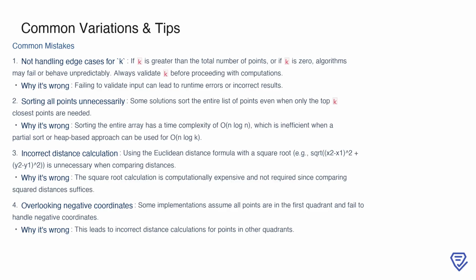Incorrect distance calculations are another pitfall. Using the Euclidean distance formula with a square root is unnecessary, as comparing squared distances is sufficient and avoids the computational overhead of square root operations.